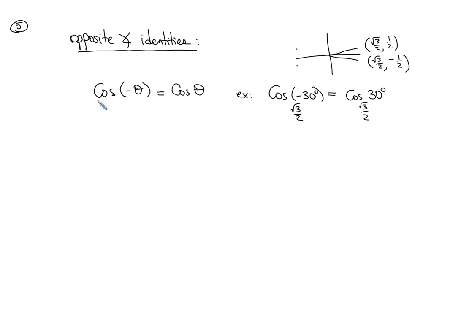That's the idea. So if you ever run into cosine negative theta in a trig proof or something, you can take it out thanks to this identity, and you can substitute in cosine of positive theta. And then you can move forward from there.